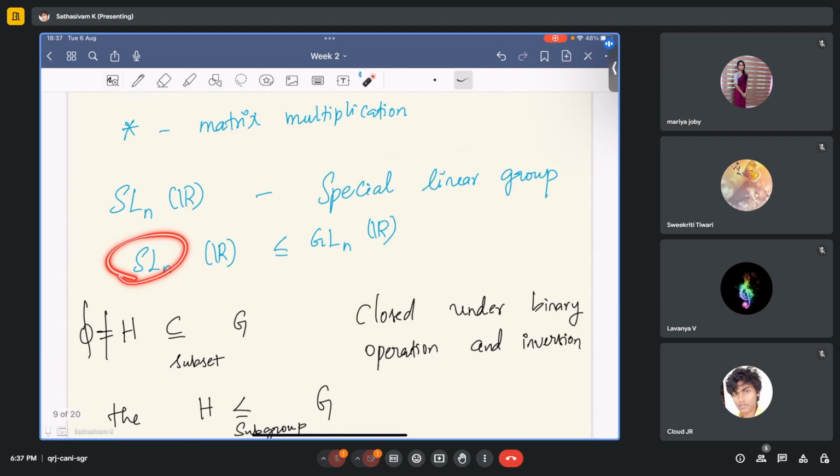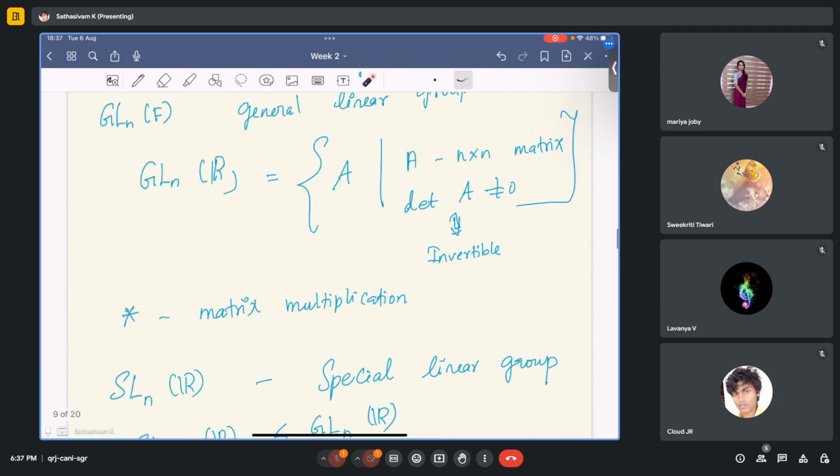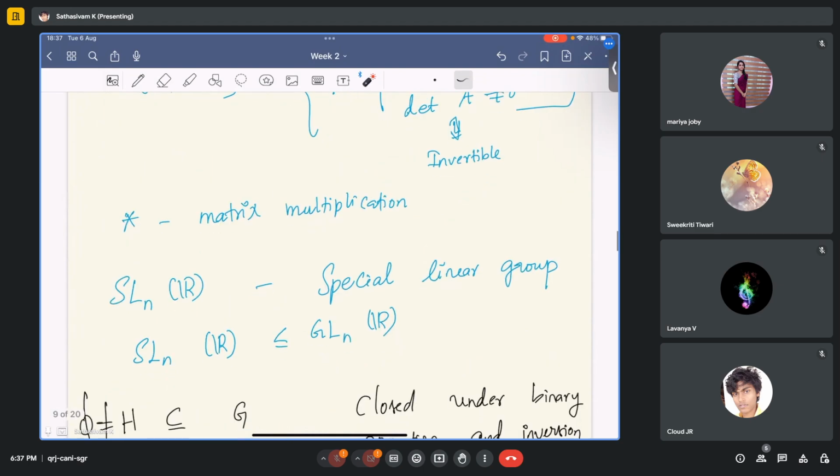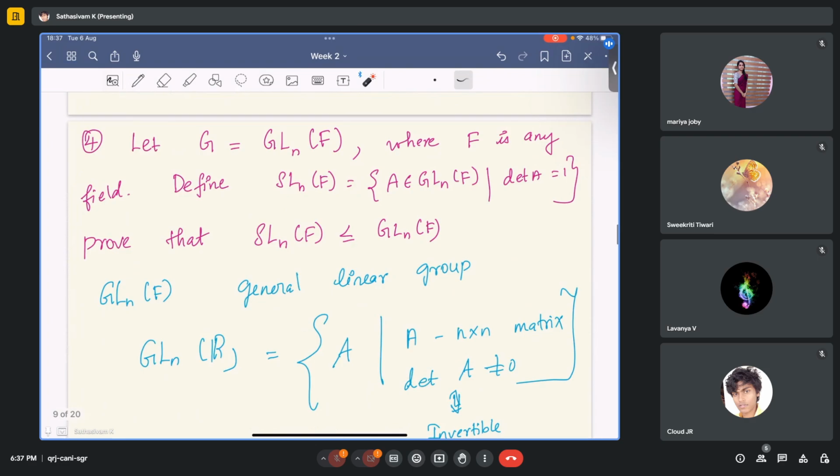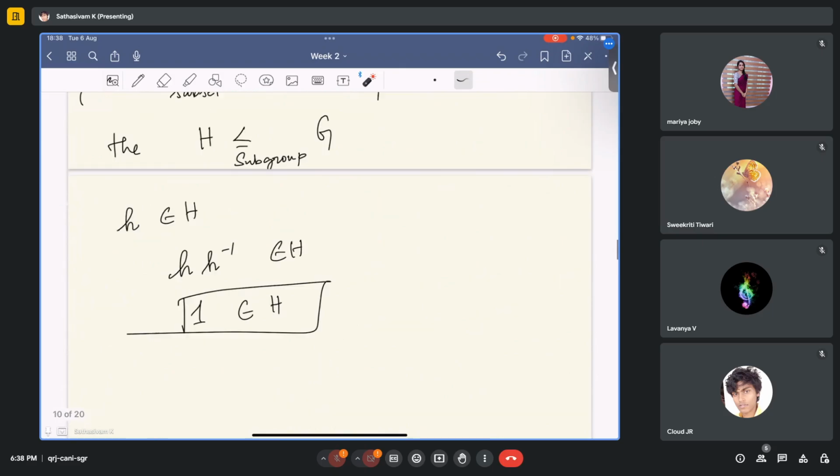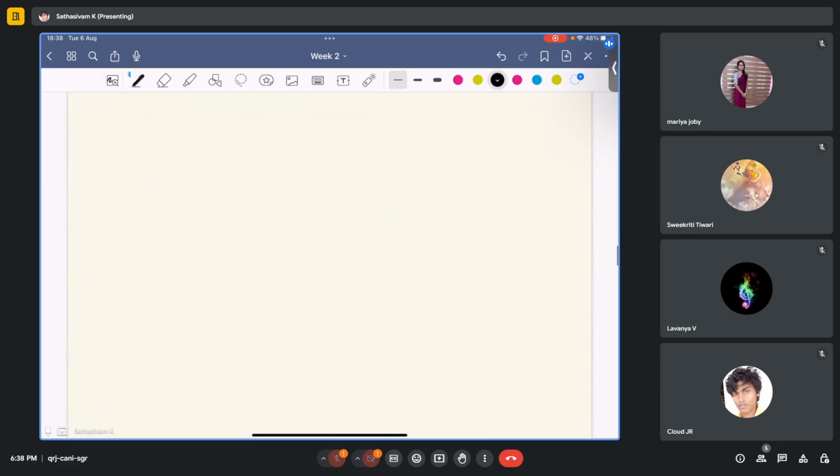So the identity belongs to H. In fact, all you have to check is just closure under the binary operation and inverse. So let's check for SLN. Recall that SLN is the set of n cross n invertible matrices with determinant equal to 1. So what do we want to check? We want to check closure.